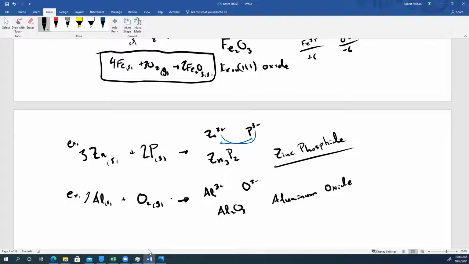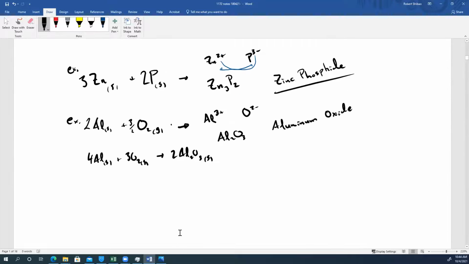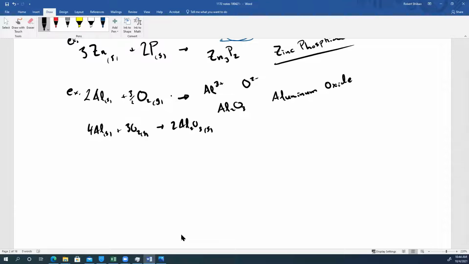And so we'll get 2 aluminums here. That gives me 2 aluminums here, and I have 3 oxygens over here. I need 3 oxygens, so I'll do 3 halves. So I do something like this, and then I'll double it. So I'll get 4 aluminums, solid, plus 3 O2 gas goes to 2 aluminum oxides. That would be there.